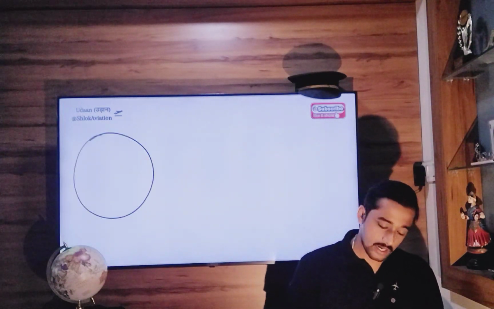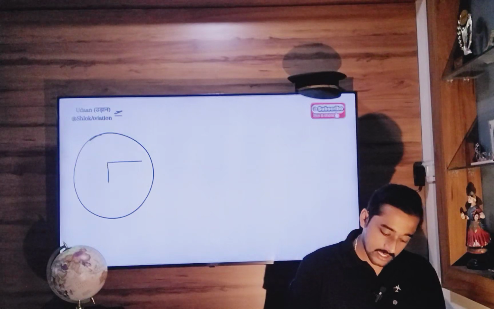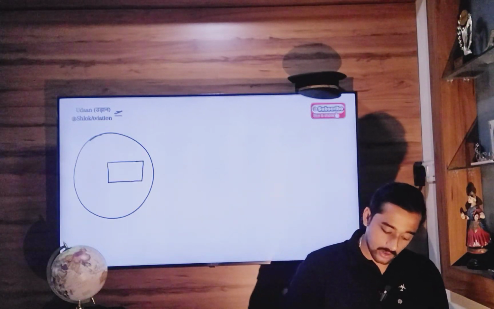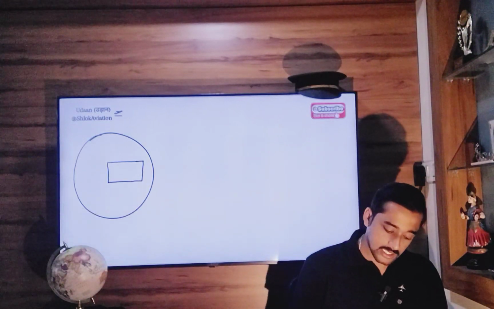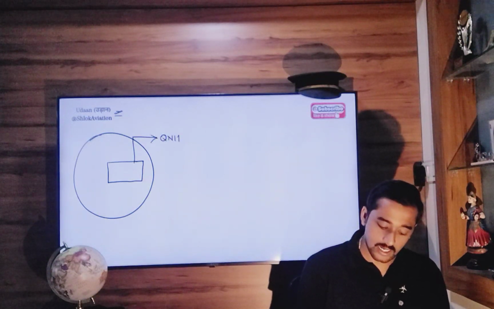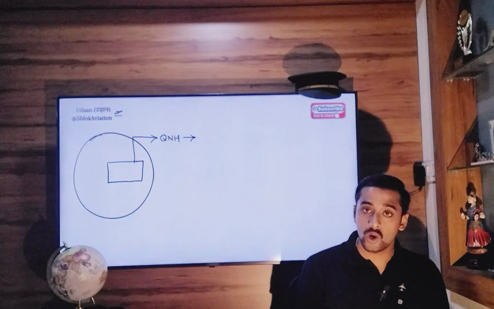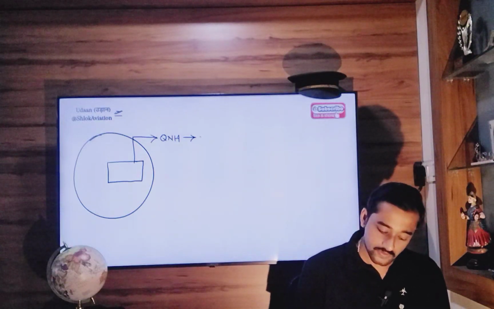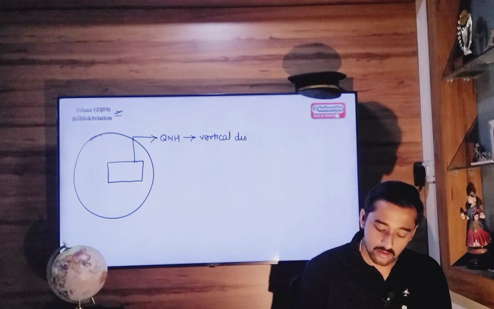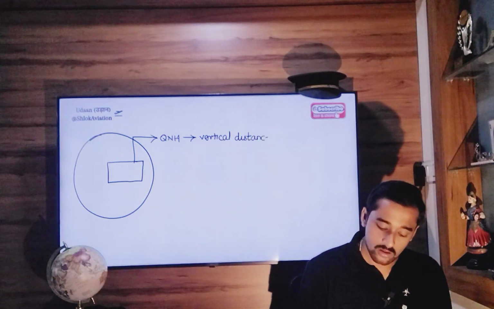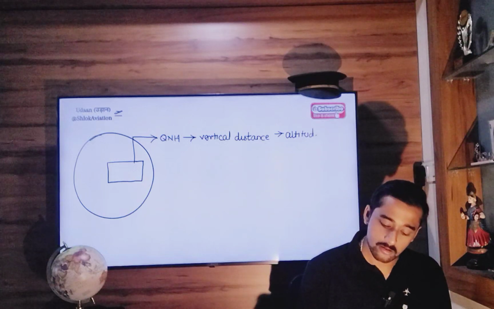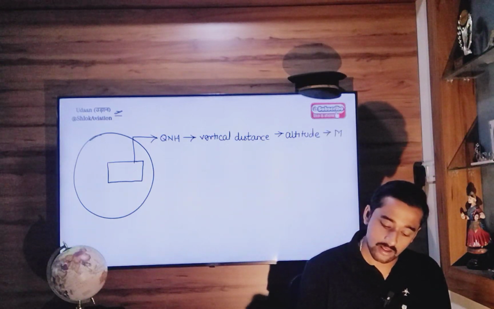Let's say this is your altimeter setting window. Now in this altimeter setting window, you can put a QNH setting. When you put the QNH pressure setting, you will get your vertical distance, which is nothing but altitude measured from mean sea level.